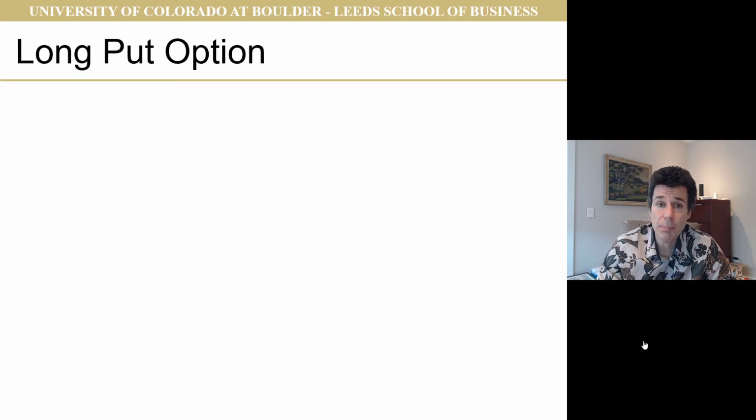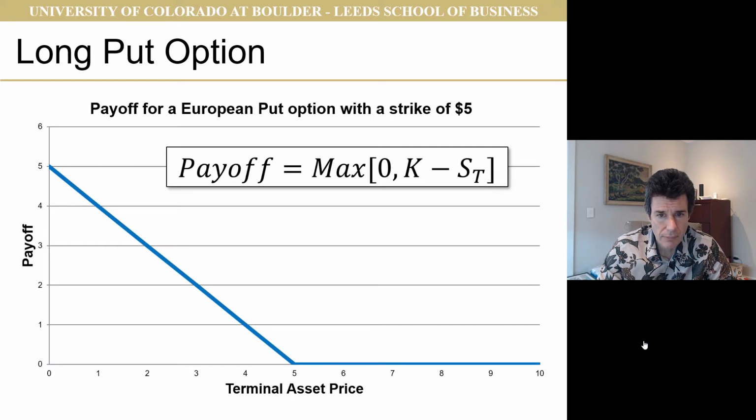All right, let's look at long a put option. If we're long a put option, we own the right to sell something. Well, let's look at a couple of examples. Let's look at that $8 and the $3 again. So let's say the asset's trading at $8 and we have the right to sell it to somebody else for 5. Well, we're not going to exercise that right because we could sell it in the market for 8. Why would we sell it for 5? On the other hand, if the asset's trading at $3, we have the right to sell it for 5. We've made 2, right? We buy it in the market for 3. We sell it for 5.